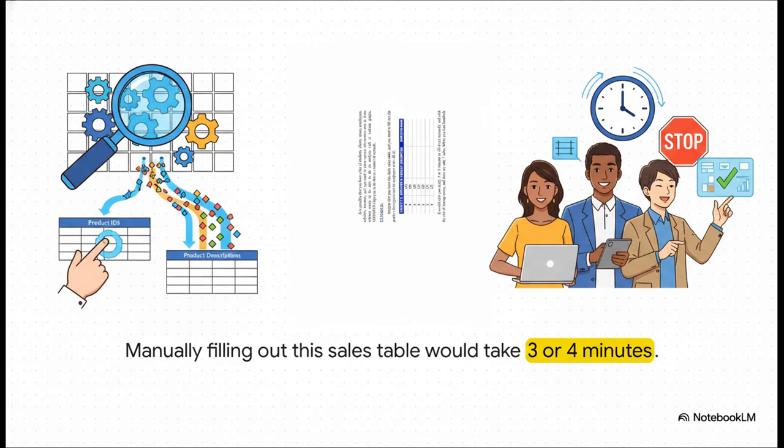So, picture this. You've got a big sales report and it's full of product IDs. But what you really need is the actual product name or description next to each one. And that information, it's sitting in a totally different table. Manually, this is a total nightmare. You're looking up an ID, finding it, copying a name, pasting it, over and over again.